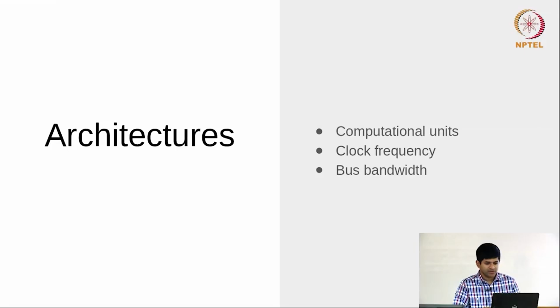Alright, so the first few slides are just a recap of what we did last time. Like I said, architectures can be compared in a few different ways. One is in terms of the computational units that they have. The next is the clock frequency, the frequency of operation of the system, and then the bus bandwidth, how much data can you pump in or out of the system per unit time.